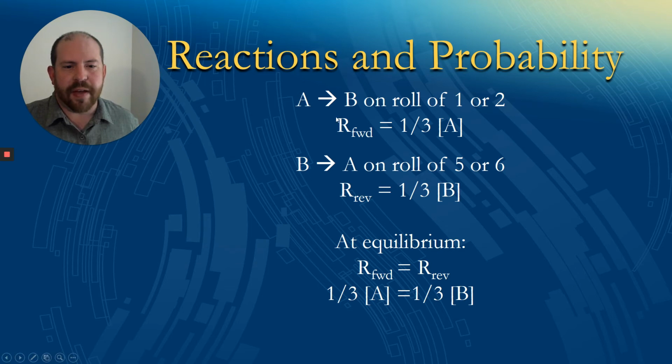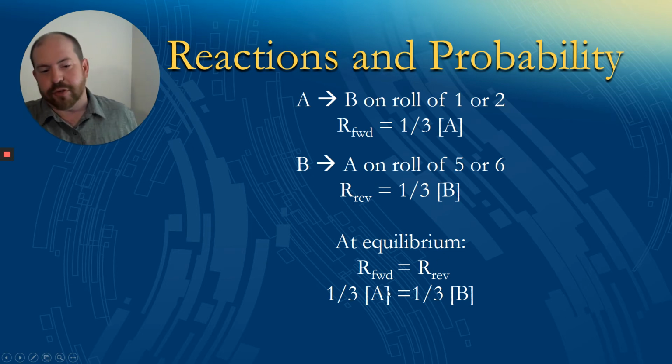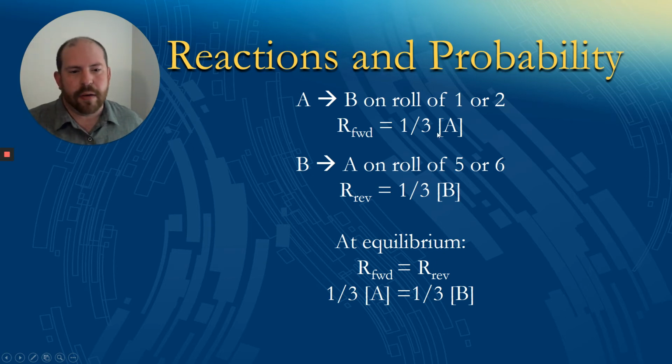And we can take the values that we have from up here. The forward reaction, 1/3 of the A's convert over. Reverse reaction, 1/3 of the B's convert back. So if the forward rate is equal to the reverse rate, if we're at equilibrium, we can say what's true about the concentrations at that point. 1/3 the concentration of A would be equal to 1/3 the concentration of B. And now you notice we're talking just in terms of concentrations.